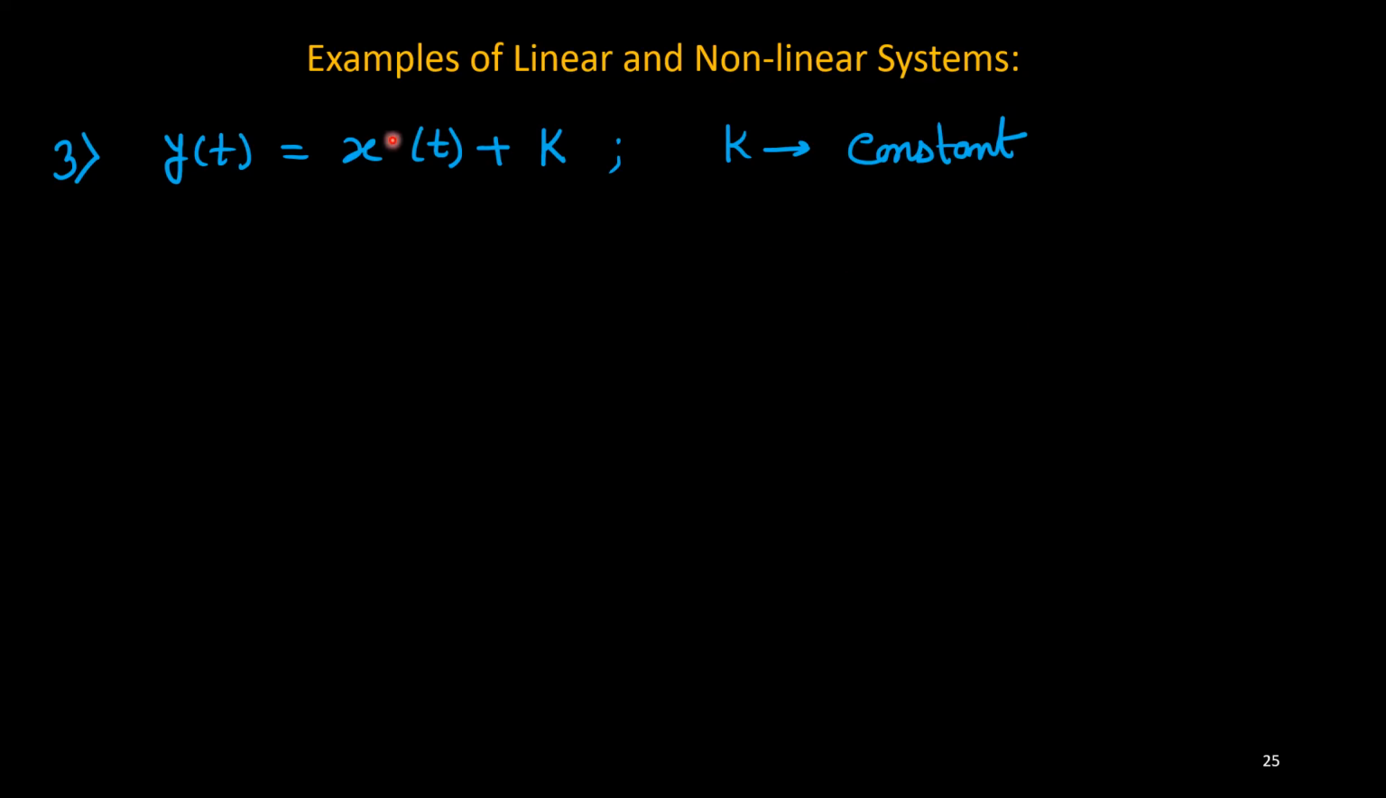Now we'll consider this thing. Its power I have considered 1, so x of t. Now I have just added one constant k. So x of t plus k, where k is one constant independent of time. Okay, this is one system. You see, this kind of equation, y equal to x plus c, is a linear equation, but we need to study whether this kind of system is linear or not. Okay, this is interesting.